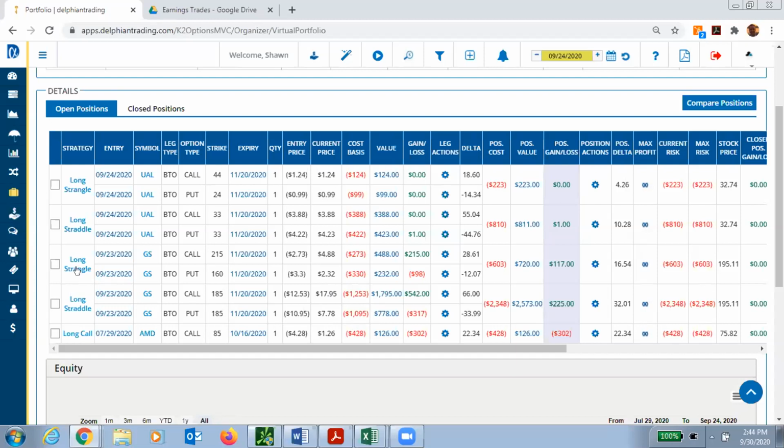So I might want to look at the long strangle for Goldman, and now my long strangle, the cost is about $600. So you can see the cost on this one versus the straddle versus the strangle, there's a huge disparity there. So that's where I might want to look at one strategy versus the other based on risk.